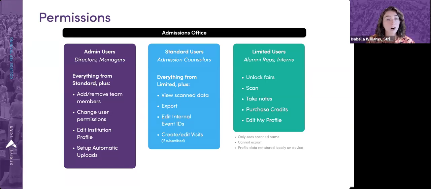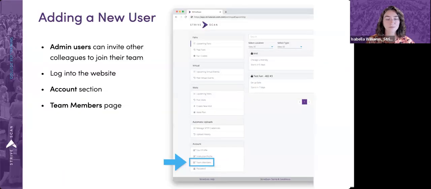Finally, admin users have all of those permissions, plus they are the only ones who can manage the institution's StriveScan team, which means they can add or remove team members, change permission levels, edit the institution's profile, and set up automatic uploads. Next, we'll talk through how your admin users can manage your team members.